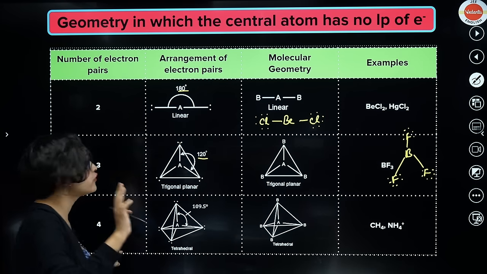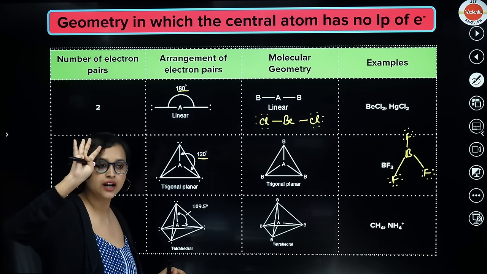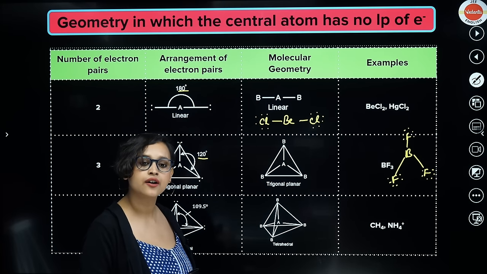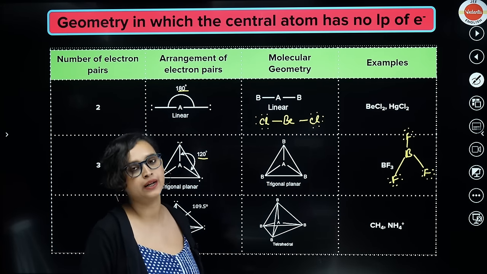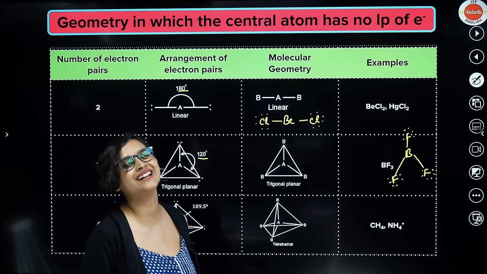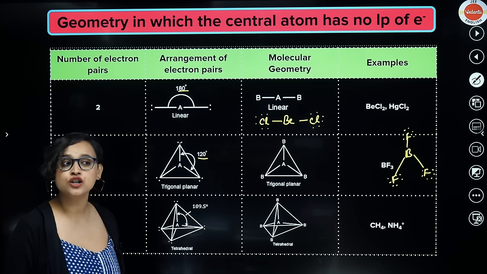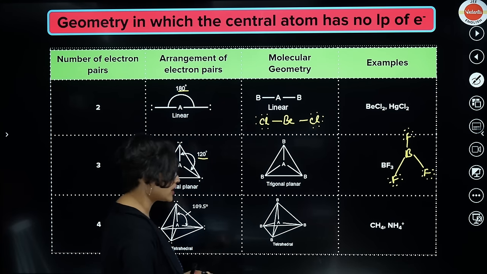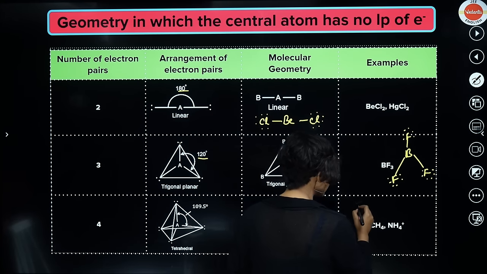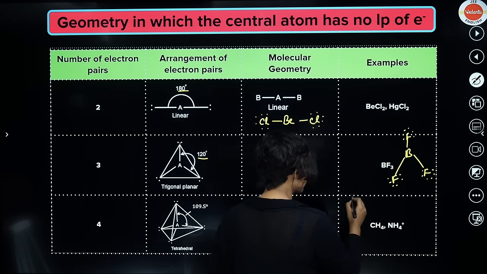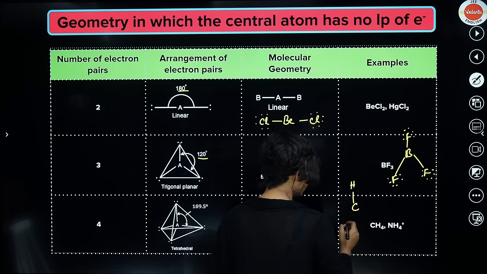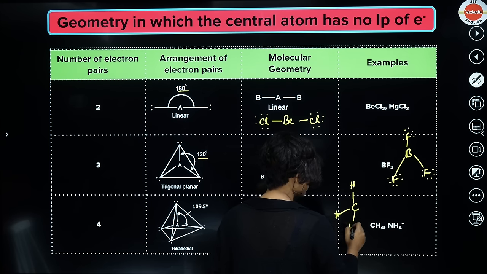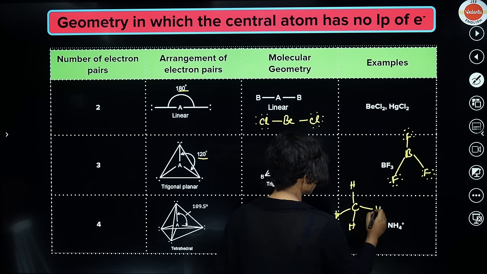Now we come to 4 electron pairs. If there are 4 electron pairs, then the molecular geometry is going to be tetrahedral. Okay. For example, you have CH4. So, C is your central atom. You will have H here, then one H here, another H here, and another H here.